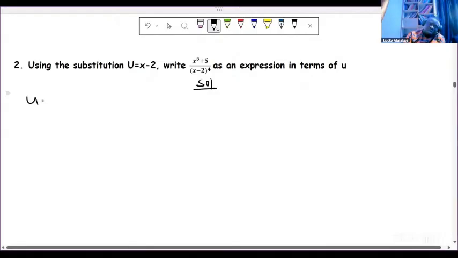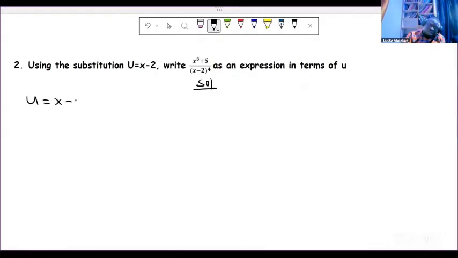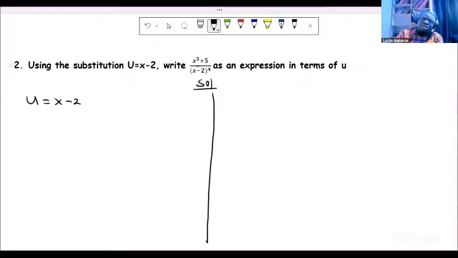Okay, we were told that u is x minus 2, and we're asked to write x cubed plus 5 over x minus 2 to the power 4 as an expression in terms of u. So since we want u to be in charge here, I want to make x the subject of the formula. So if I make x the subject here, it will become u plus 2. Are you with me?